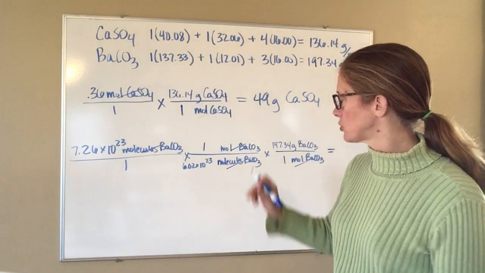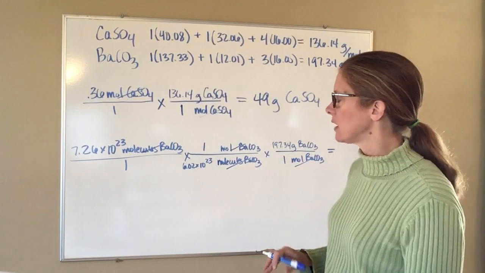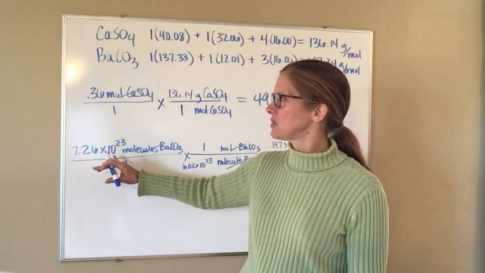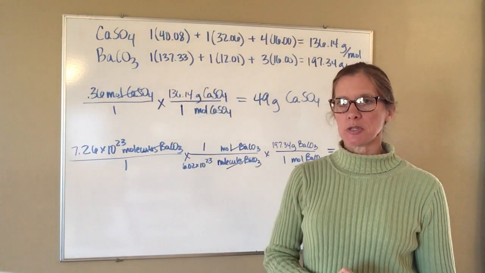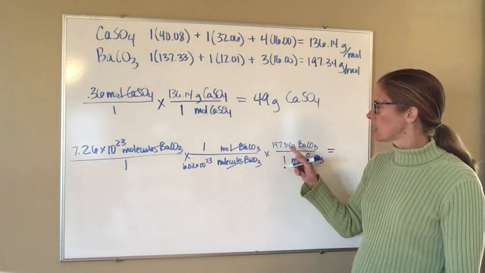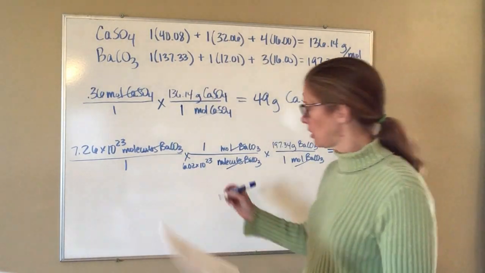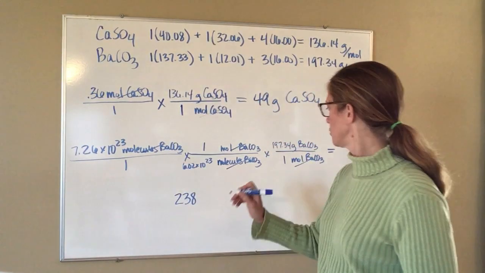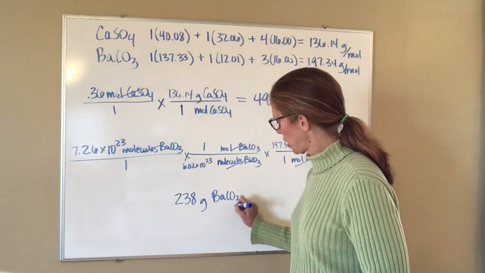So when you do this, make sure that you remember that if the number's on the bottom, you need to divide by that, not multiply. So when you type it into your calculator, it's going to be 7.26 times 10 to the 23rd divided by 6.02 times 10 to the 23rd times 197.34. And that should give you an answer of 238, 3 significant figures, grams of barium carbonate.